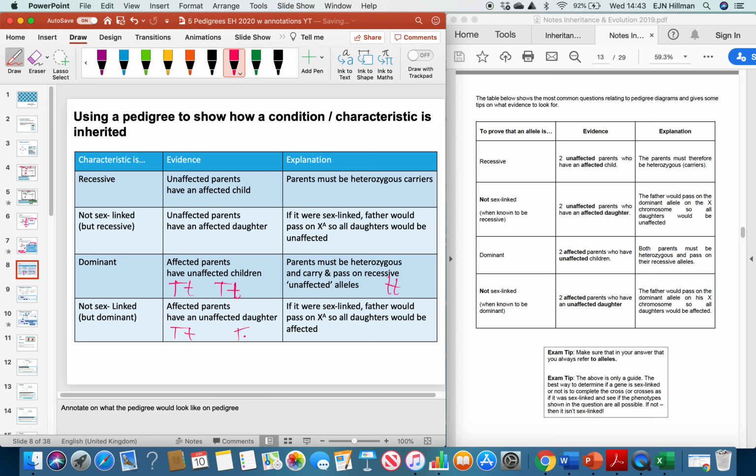So again, the parents could be heterozygous, because if it were sex-linked, the father would pass on the dominant allele on his X chromosomes, so the daughters would be affected. So, not sex-linked but dominant, you're looking for affected parents who have an unaffected daughter, because it would be impossible for a father who had that genotype to have an unaffected daughter if the allele were dominant.